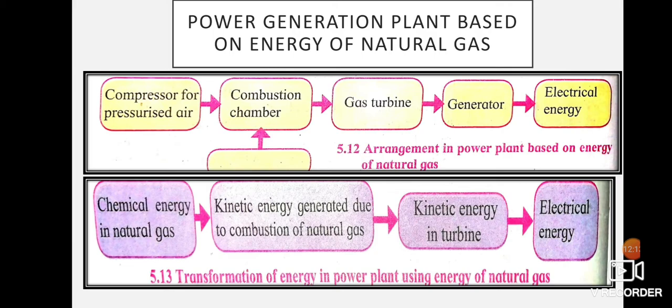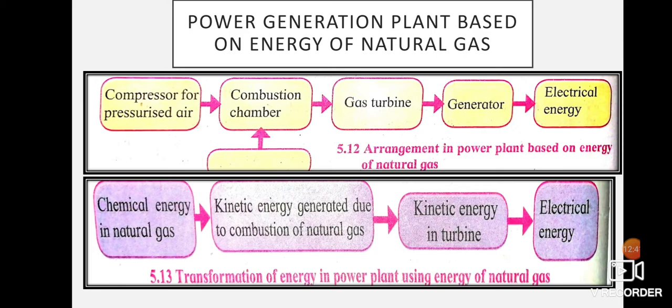In this type of plant, the pressurized air is introduced into the combustion chamber using a compressor. In the combustion chamber, the natural gas burns in the presence of air. The gas at very high temperature and pressure generated in this chamber runs the turbine. The turbine then drives the generator to produce electricity. That can be seen here.